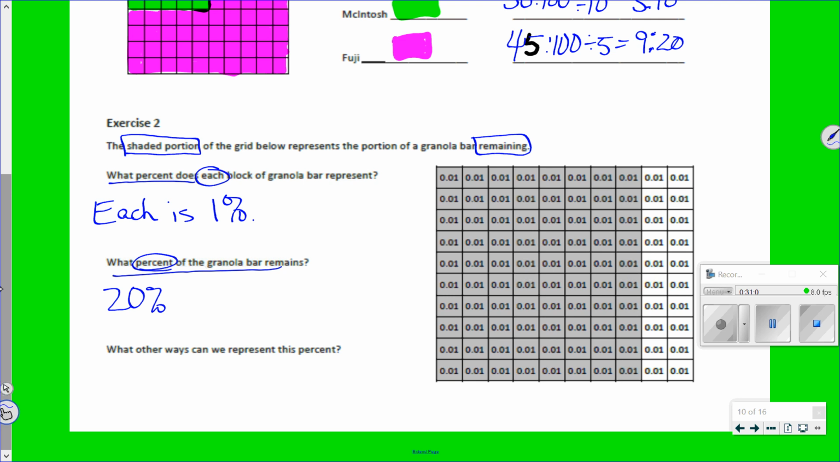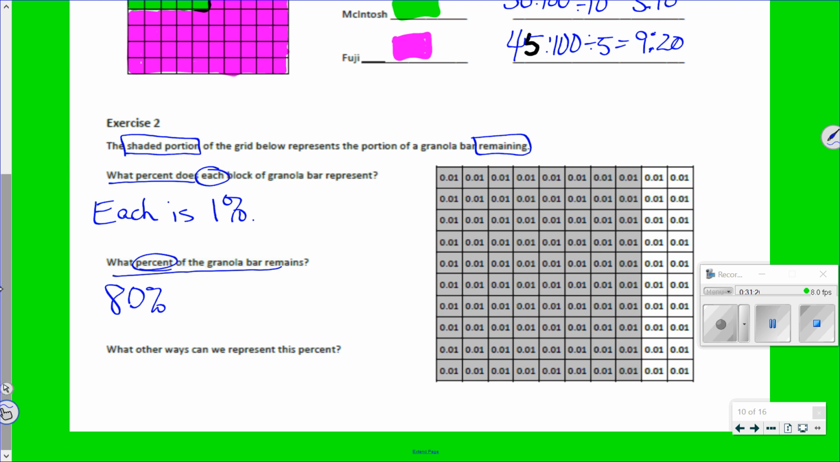I always read what it says. Always read what it says. The shaded portion is what's remaining, right? So the shaded portion remains. So how much was that? 80%. Guys, I'm more than willing to write the wrong answer up here to make sure that you understand what you're supposed to be doing. Okay?